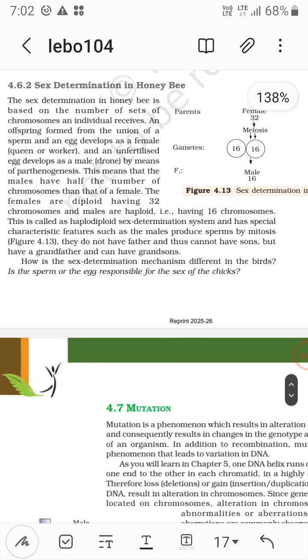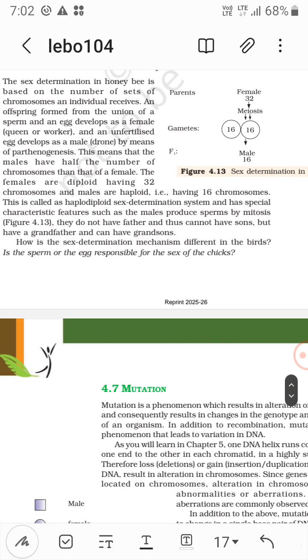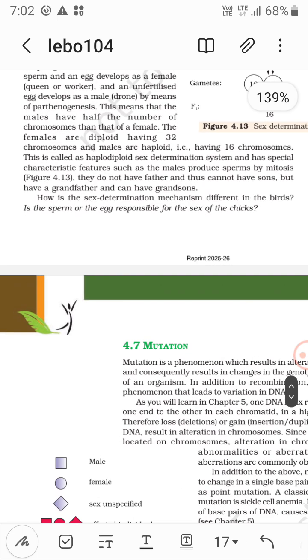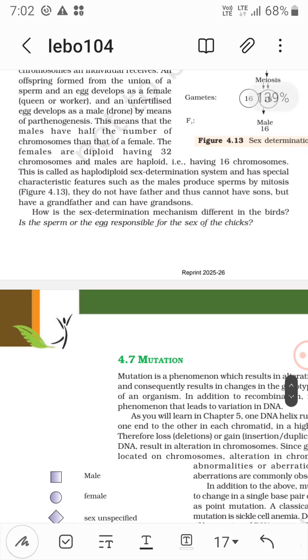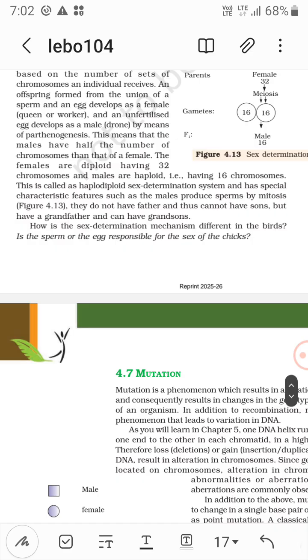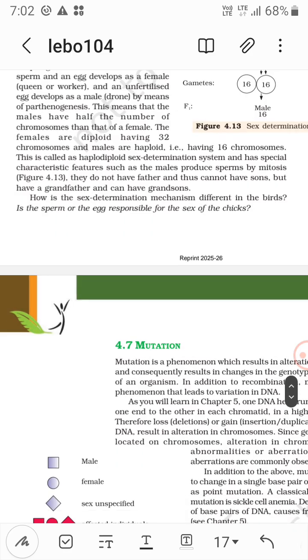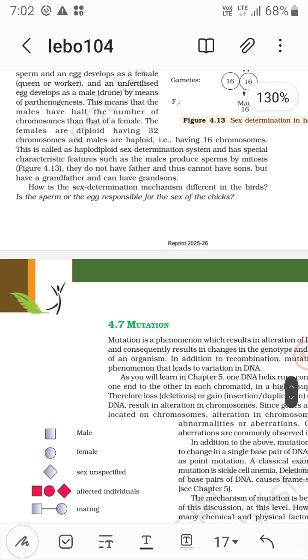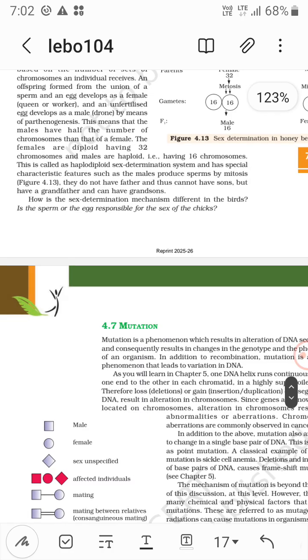It has special characteristic features, such as the males produce sperms by mitosis. They do not have fathers and thus cannot have sons, but they can have grandfathers and grandsons. So how is the sex determination mechanism different in birds, and is the sperm or the egg responsible for the sex of the chicks? Yes, the egg is responsible for the sex of the chicks.